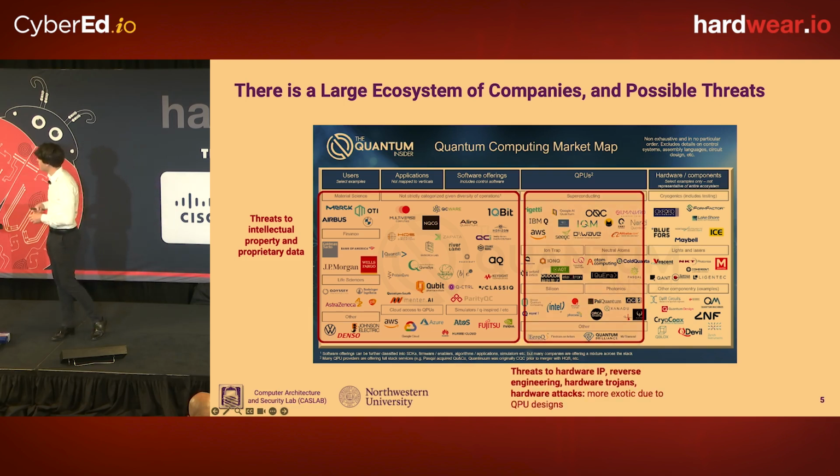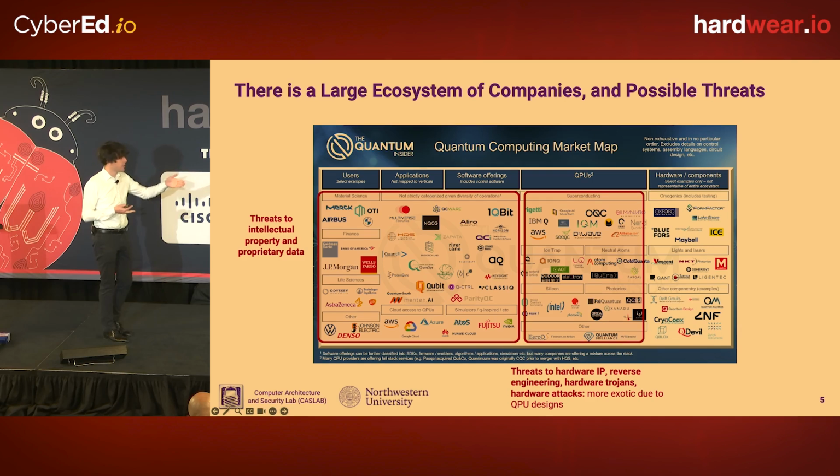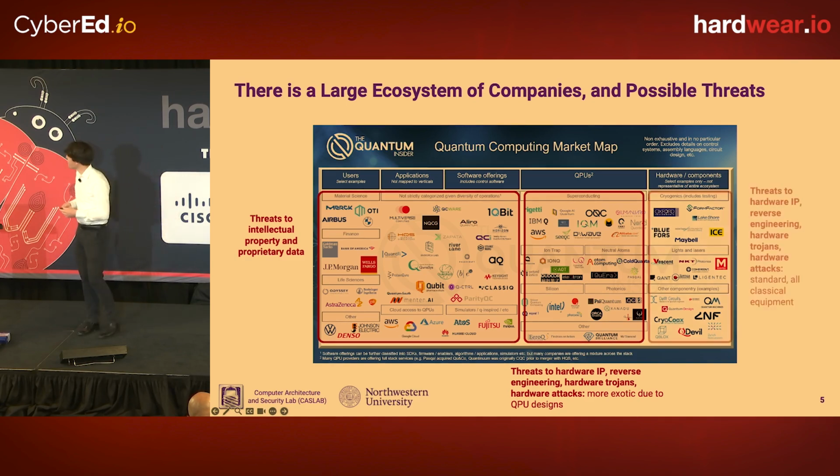We, of course, have the actual QPUs, or quantum processing units, so all these different companies have some intellectual property in the hardware design. They want to prevent reverse engineering. There are even possibilities of hardware trojans. Today we'll talk more about the hardware type attacks with the crosstalk, but there are a lot of security issues and concerns for the manufacturers.